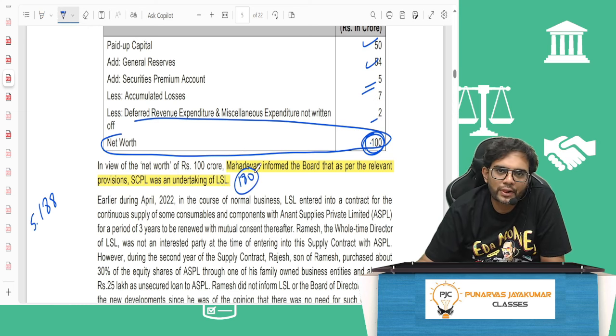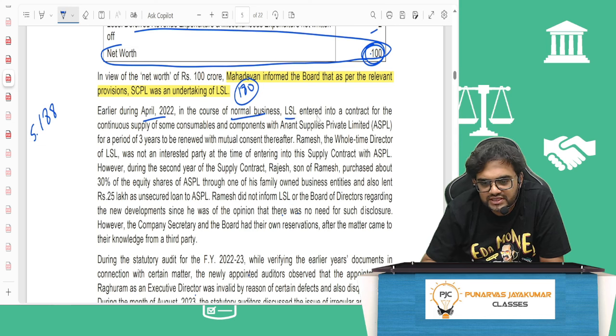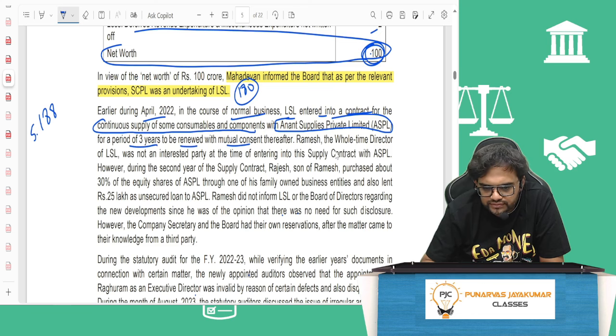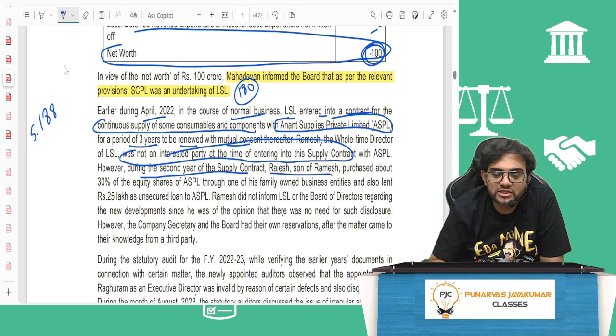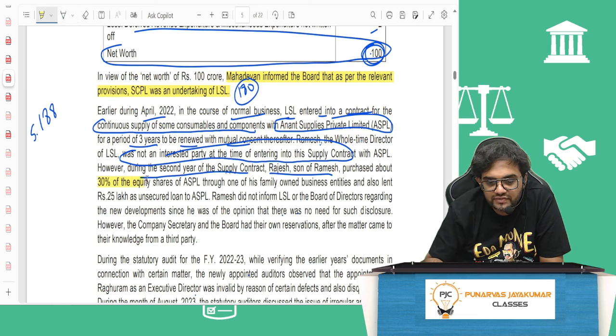Next, suddenly they move on to 188. Earlier during April 22, in the course of normal business, LSL entered into a contract for continuous supply of some consumables and components with Anand Supplies Private Limited. For a period of 3 years, we renewed with mutual consent. Ramesh, the whole-time director, was not an interested party at the time of entering into the supply contract, but during the second year of the supply contract, Rajesh, son of Ramesh, purchased about 30% of the equity shares of ASPL through one of his family-owned business entities and also lent 25 lakh unsecured loan.